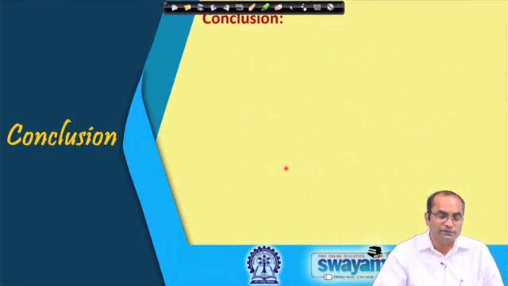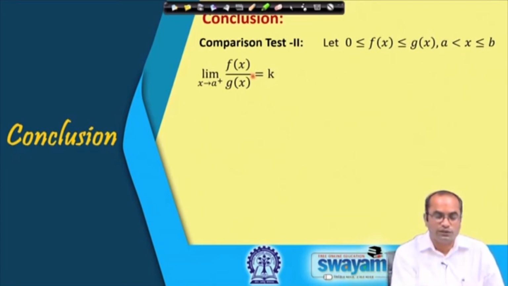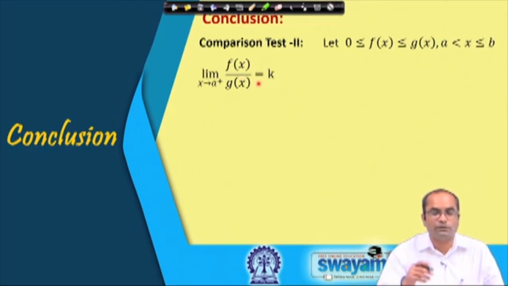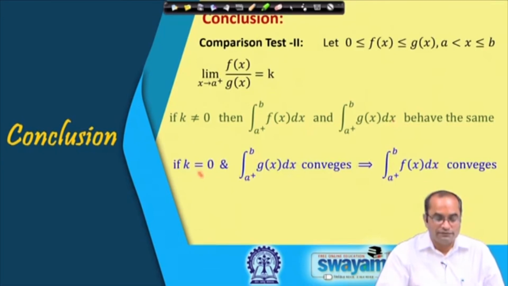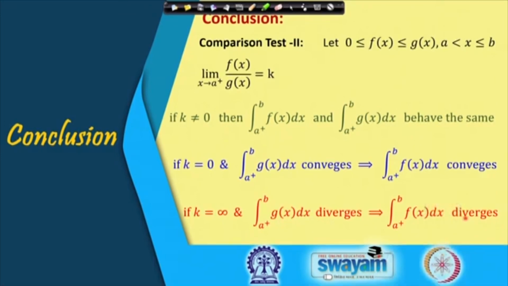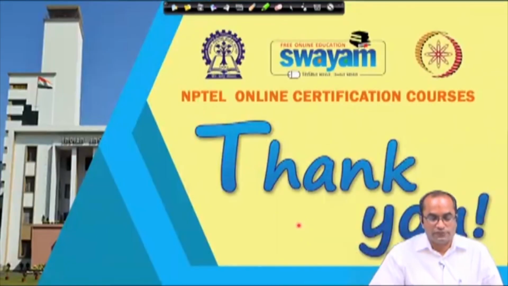So we have this comparison test 1 and another, comparison test 2, which is also very important and very useful, where we take another function g and compute this limit, and based on this number k we can conclude the convergence. If k is not equal to 0, both the integrals behave the same. If k is equal to 0 and the g integral converges, then f will also converge. If k is infinity, which implies that g diverges, then f will also diverge. So this was comparison test 2, and these are the references we have used for preparing the lectures. Thank you very much.